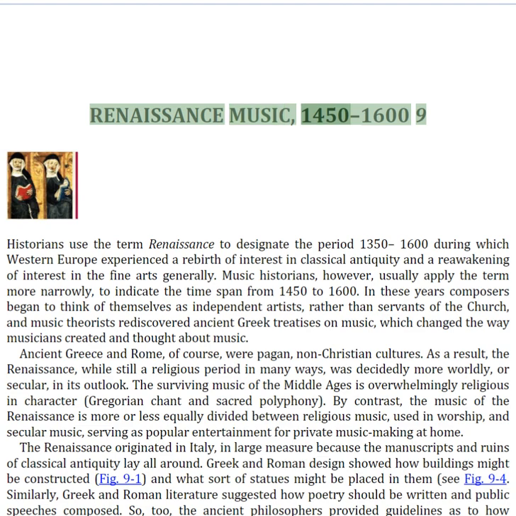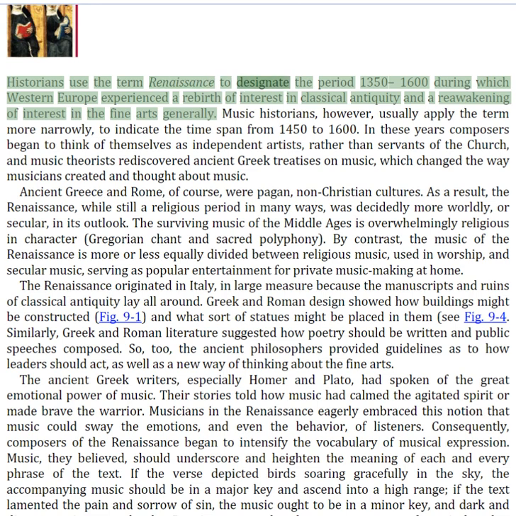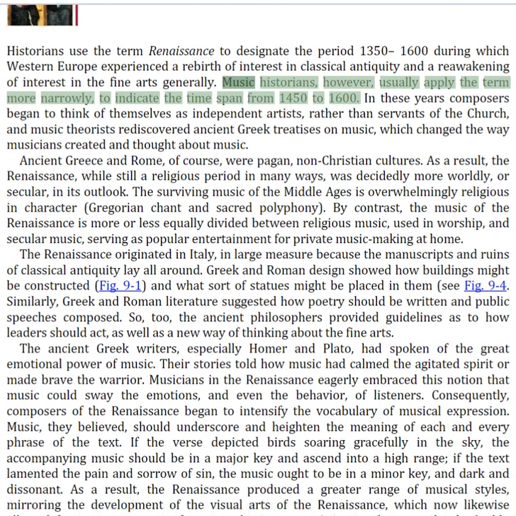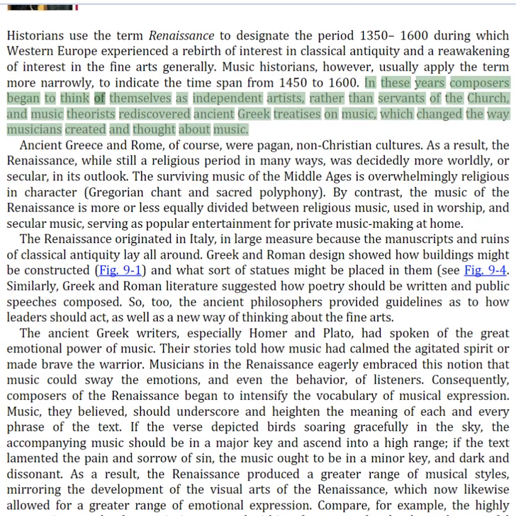Renaissance music, 1450–1600. Historians use the term Renaissance to designate the period 1350–1600 during which Western Europe experienced a rebirth of interest in classical antiquity and a reawakening of interest in the fine arts generally. Music historians, however, usually apply the term more narrowly, to indicate the time span from 1450 to 1600. In these years, composers began to think of themselves as independent artists, rather than servants of the church, and music theorists rediscovered ancient Greek treatises on music, which changed the way musicians created and thought about music.